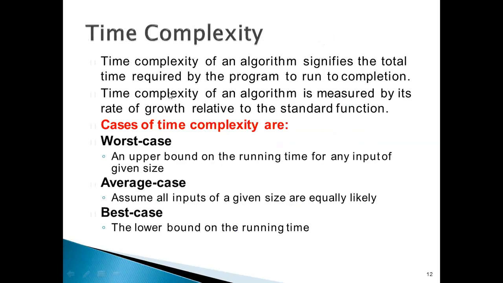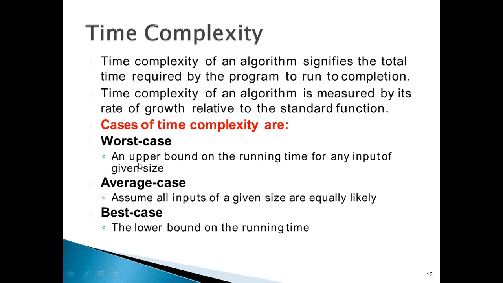So basically, what exactly is time complexity? Time complexity of an algorithm gives how much time is required by the program to run to completion, step by step. This is the concept of time complexity. And time complexity of an algorithm is measured by its rate of growth related to the time function. So what are the three cases of time complexity? Worst case, average case, and best case.